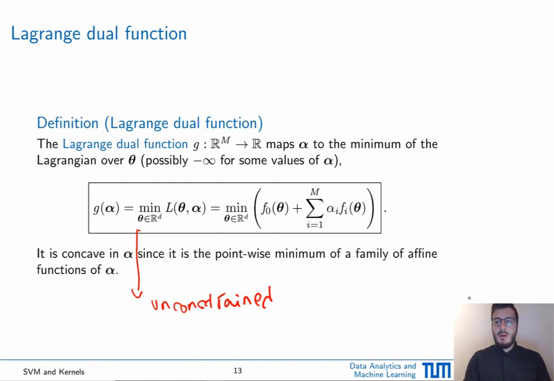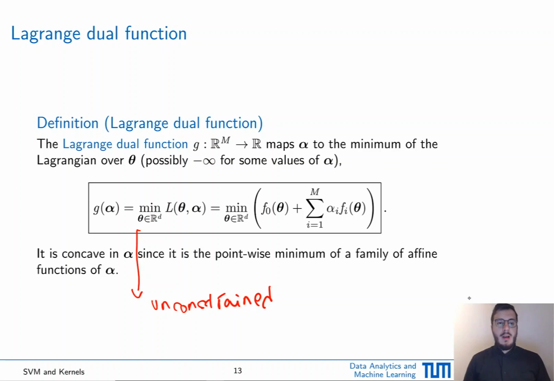And one thing we have to note here, which will help us later on, is that this function, g of alpha, is a concave function because it's a pointwise minimum of a family of affine functions. So the way to think about it is if you plug in any value of theta as a function of alpha, this is simply a scalar times another scalar plus another scalar. And this holds for any theta, and then if you just take the minimum of all of these, you get a concave function.